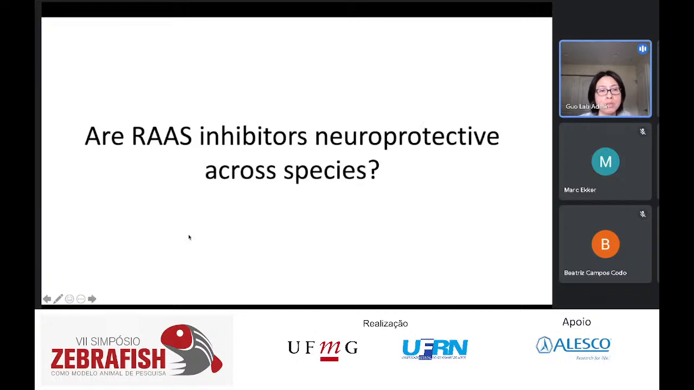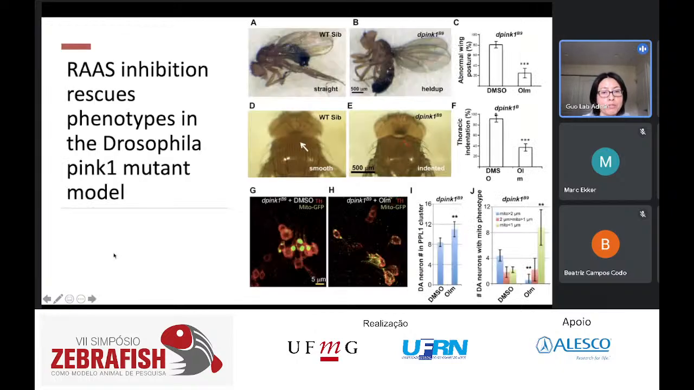So the final question I'd like to discuss with you is, are RAS inhibitors neuroprotective across species? Is it only neuroprotective in zebrafish? To address this question, we first used an invertebrate model. In Drosophila, there are actually remarkably good models for Parkinson's disease. For example, a fly mutant in PINK1 will have muscle mitochondria defects, like mitophagy-related defects, and very obvious phenotypes associated with muscle deficit. They also have a significant loss of dopamine neurons, which has not been observable in rodent models, for example.